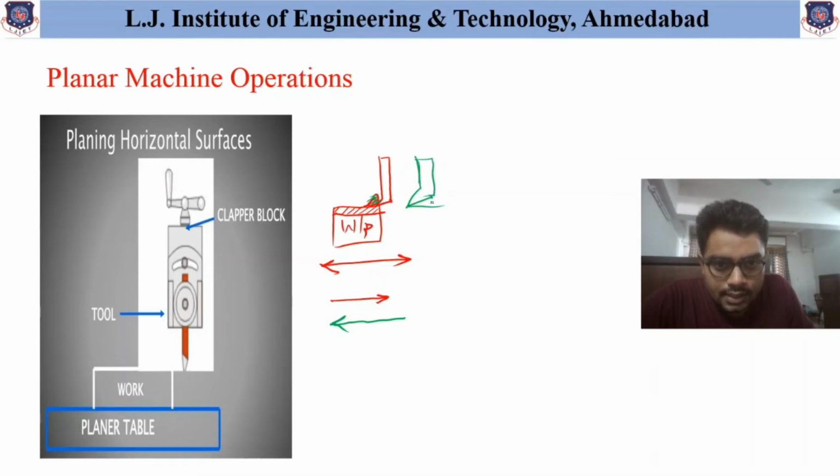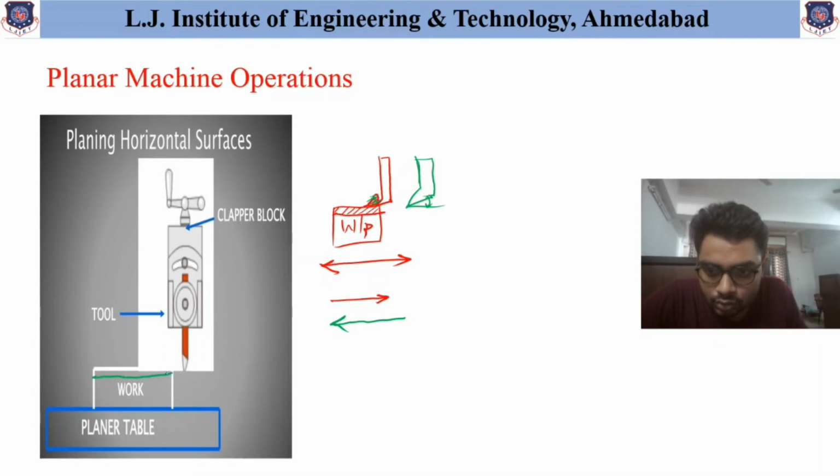Now when this workpiece comes back, as the clearance angle is provided to the tool, no material removal takes place and it simply rubs against the surface. And as the clapper box mechanism is provided, there is no effect of the tool on the workpiece. So this is how simply these horizontal surfaces can be planed using this planar machine. So again, let's have a look over here.